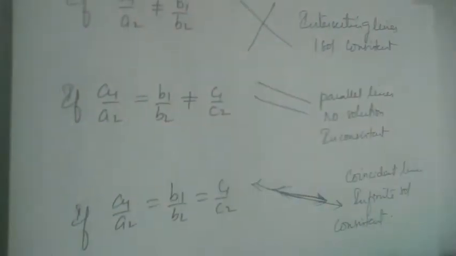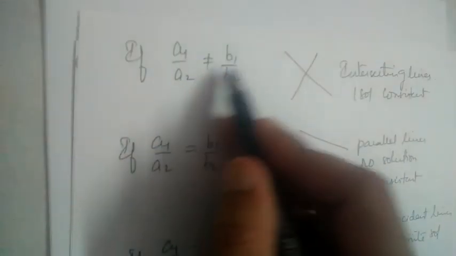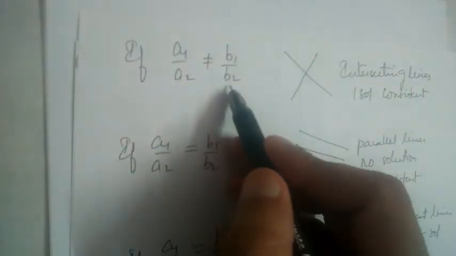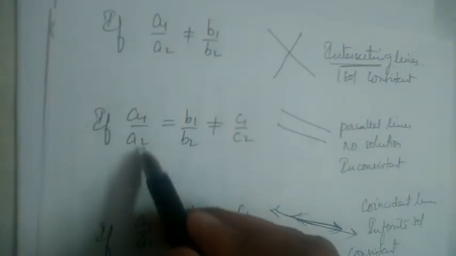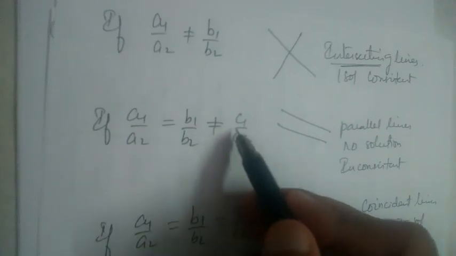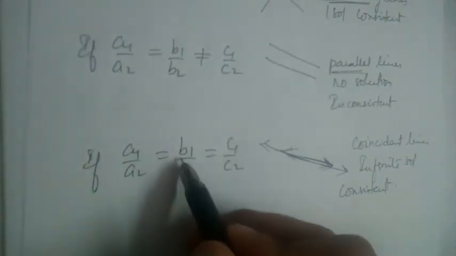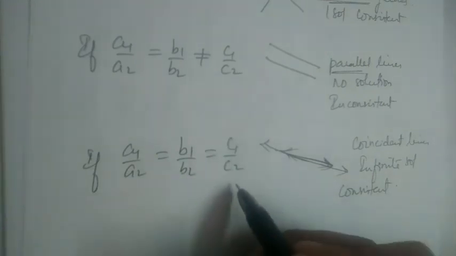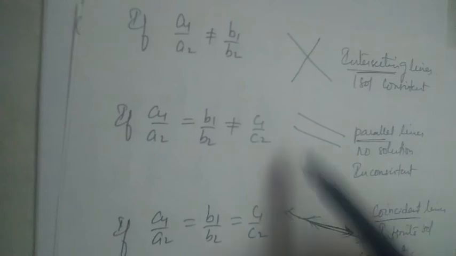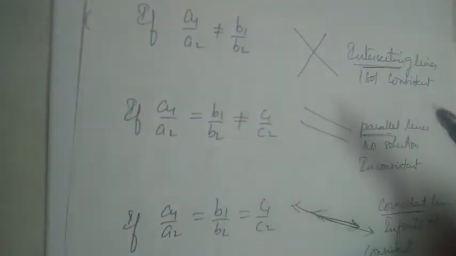It is very easy. Three conditions will be there. a1 divided by a2 will not be equal to b1 divided by b2. a1 by a2 not equal to b1 by b2, intersecting lines. a1 by a2 is equal to b1 by b2 not equal to c1 by c2, parallel lines. a1 by a2 is equal to b1 by b2 is equal to c1 by c2, coincident lines. Okay, without drawing the graph, by dividing the coefficients, we can say whether the lines are intersecting, parallel or coincident lines.